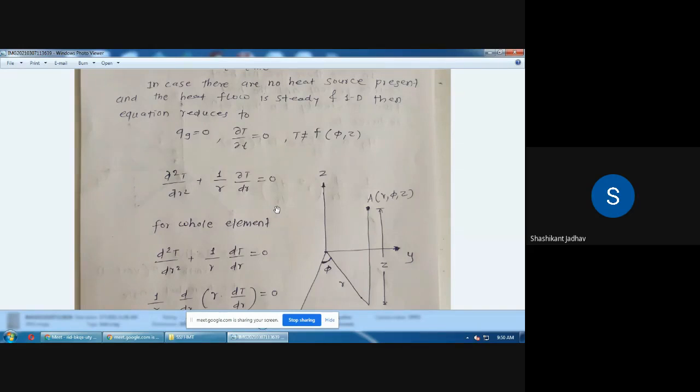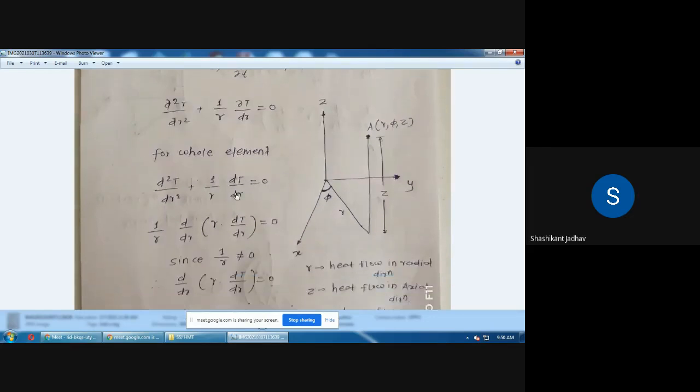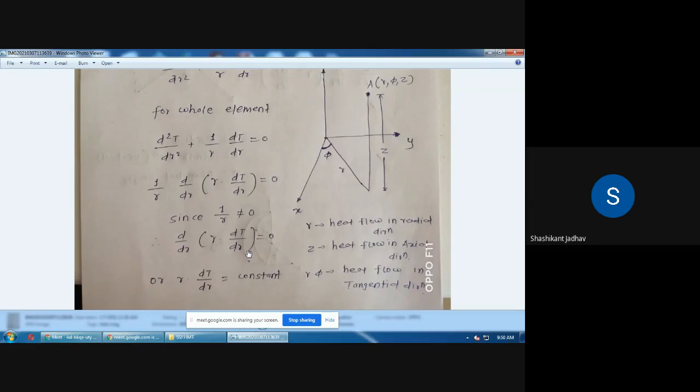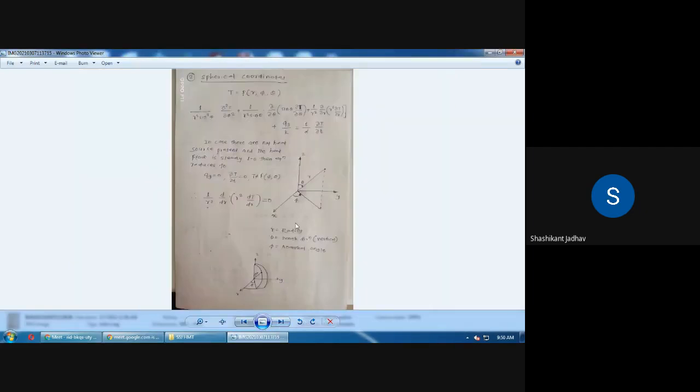This is the equation for the condition when unidirectional heat flow is there, internal heat generation is not there, and steady state is there. Since 1 upon r is not equal to 0, the remaining term becomes 0. So d by dr into r into dT by dr is equal to 0, and from that we get the equation r into dT by dr is equal to constant. So when there is steady, unidirectional heat flow and internal heat generation is 0, we use the equation r into dT by dr is equal to constant. This is the equation for the cylindrical coordinate system.